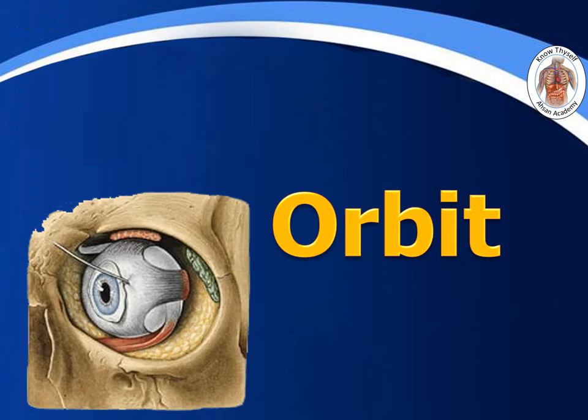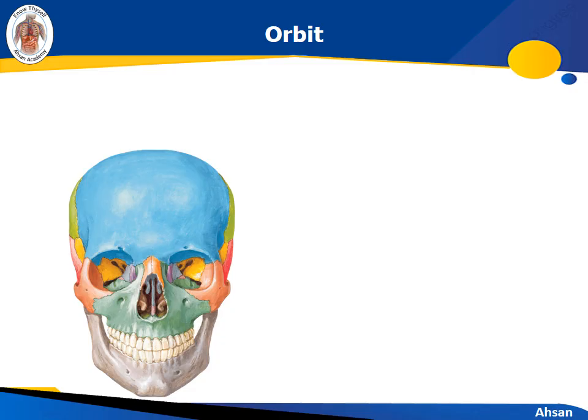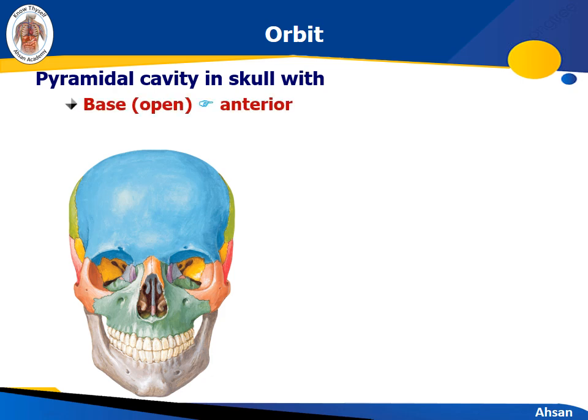Let us discuss the gross anatomy of the orbit. It is a pyramidal cavity present in the facial skeleton of the skull. It has a base that faces anteriorly and is open. The base has a margin known as the orbital margin. It is formed superiorly by the frontal bone, which hangs laterally and medially.